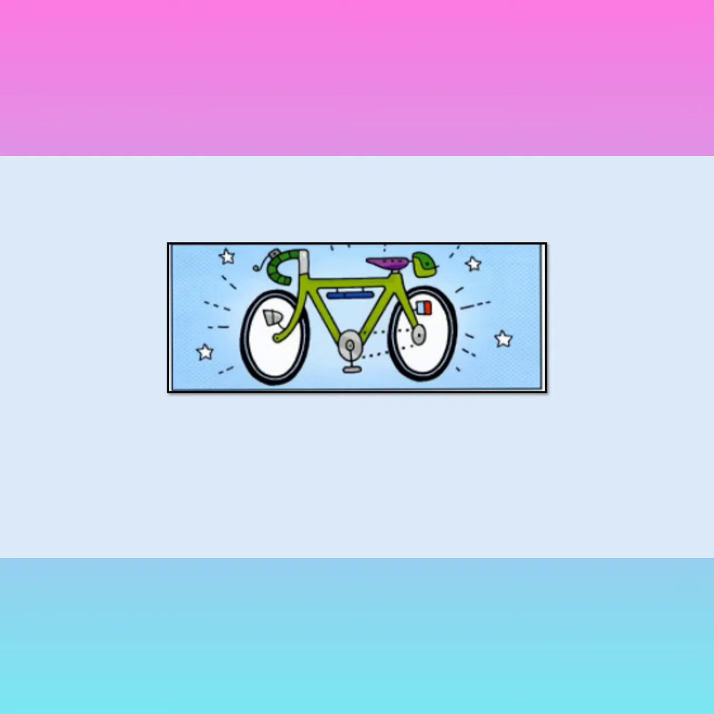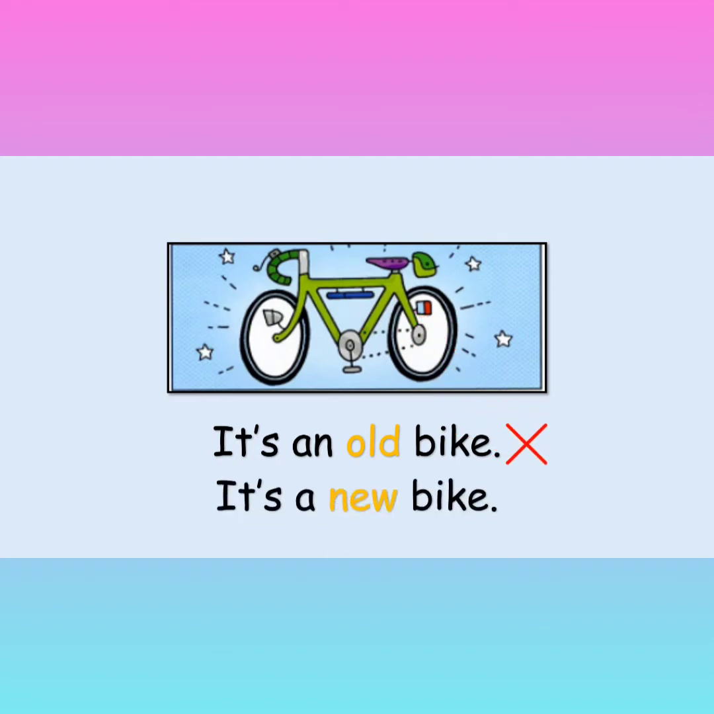What's this? Bike. It's a bike. How do you spell bike? B-I-K-E. It's an old bike. No. It's a new bike. Yes.